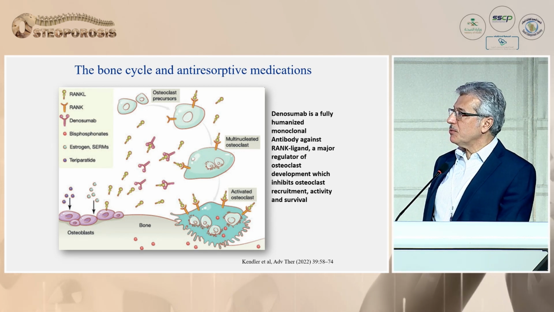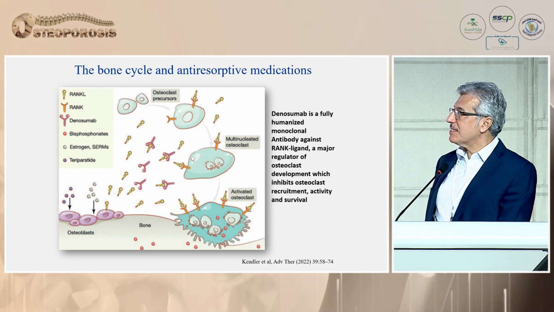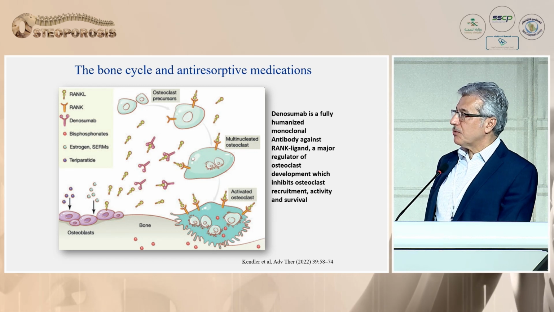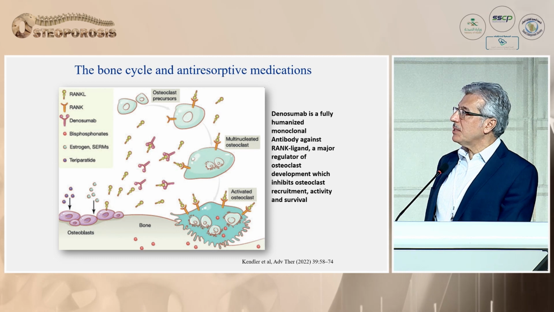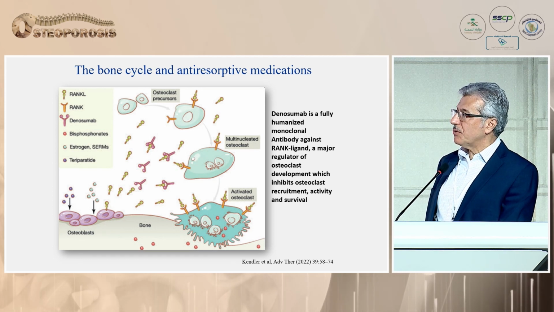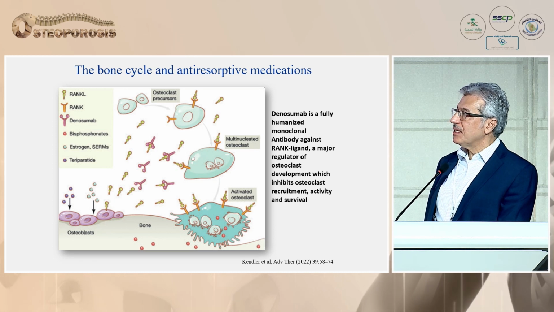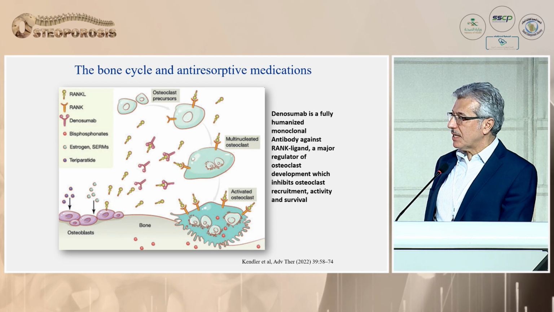And indeed, denosumab, which is another important anti-resorptive medication, is nothing but an antibody to the RANK ligand. So it actually blocks it from working on the RANK receptor. And this way, it will stop the cells from differentiating into active osteoclasts.